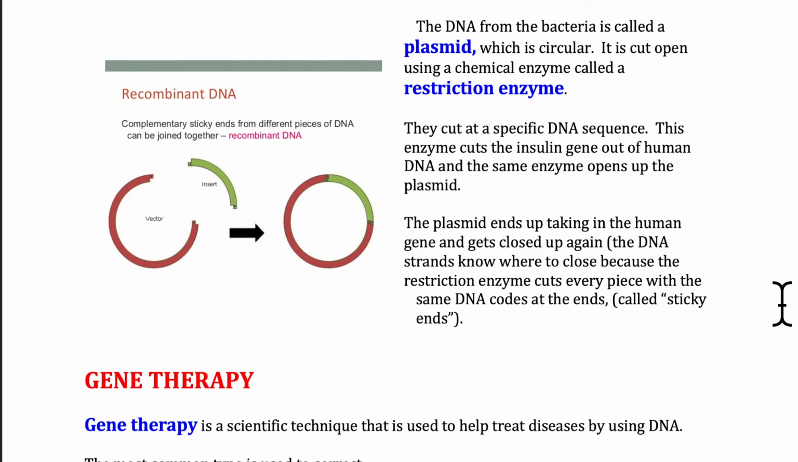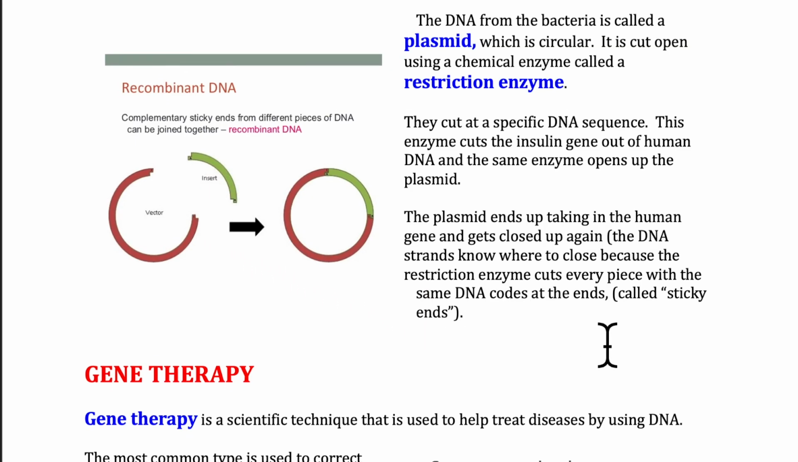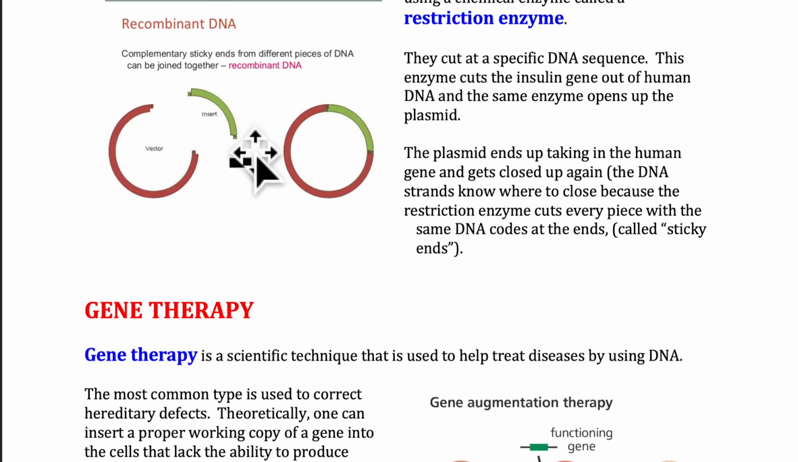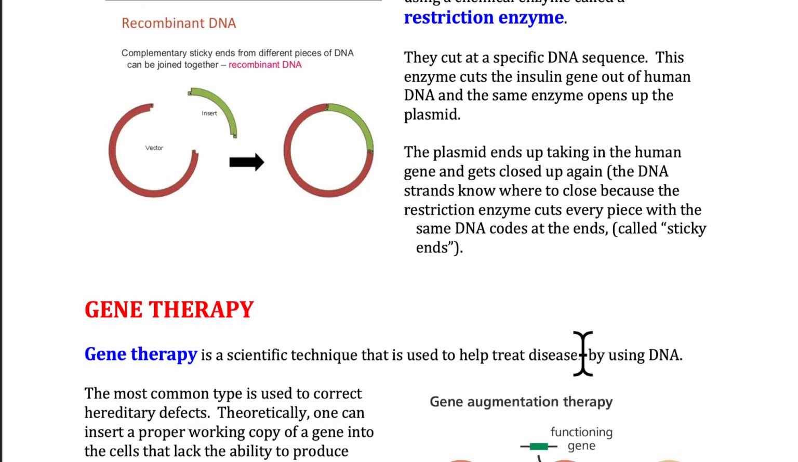The DNA strands know where to close because the restriction enzyme cuts every piece with the same DNA codes at the end. They're called sticky ends. So with recombinant DNA, complementary sticky ends from different pieces of DNA can be joined together. So you've got the vector, the insert gets cut open, bang, we're good to go.